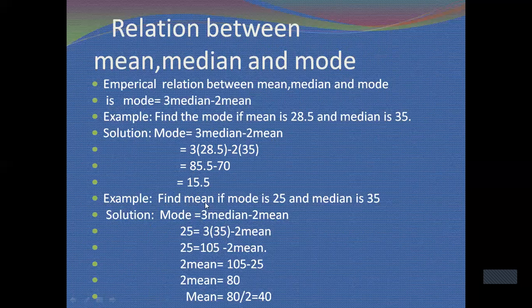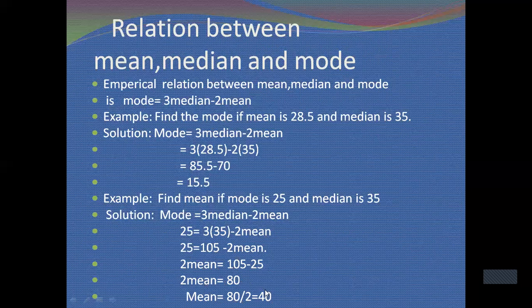Second example, find the mean if mode is 25 and median is 35. Substitute all the values in the formula. Mode is equal to 3 median minus 2 mean. That is 25 is equal to 3 into 35 minus 2 into mean. Mean is not given. Now 3 into 35 is 105. Now transpose 25 to the right hand side and 2 mean to the left hand side. So 2 mean is equal to 105 minus 25. 2 mean is equal to 80. Then mean is equal to 80 by 2, that is 40.